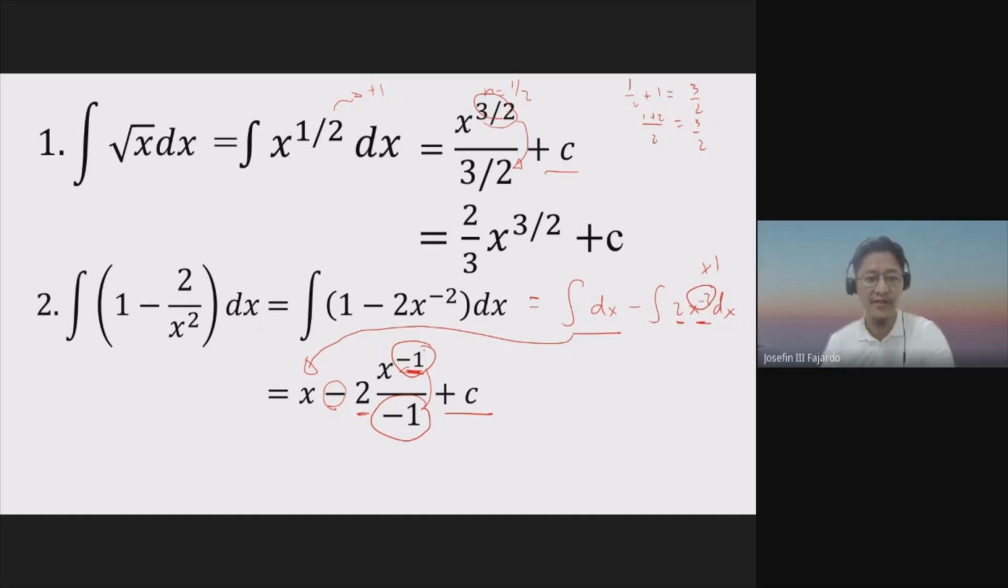Okay, so if we try to simplify this, itong negative na to, times negative 1, kaya magiging positive lang yan, di ba? And then itong negative ulit, ilagay lang natin sa baba. So, meron tayong ganito. Okay?